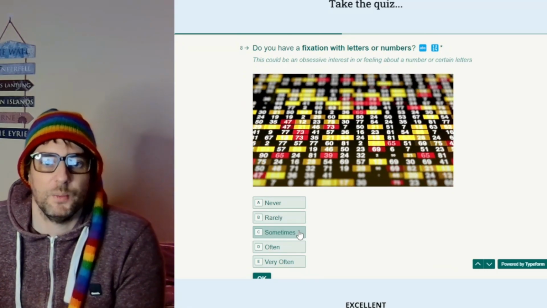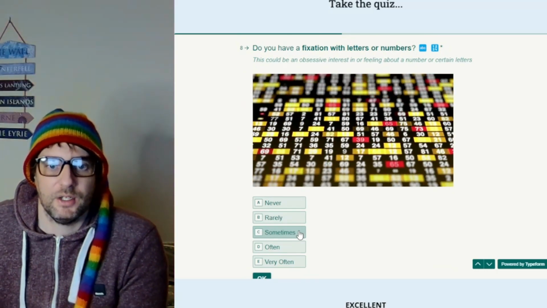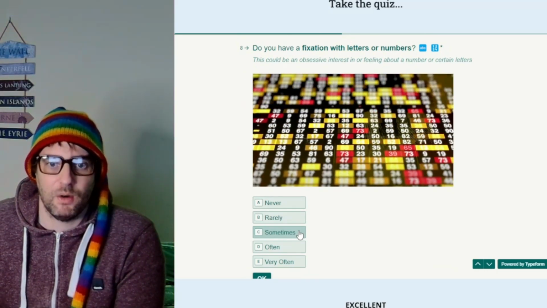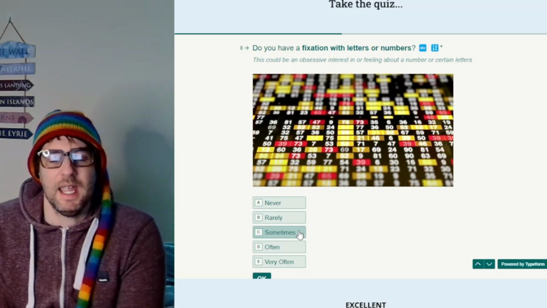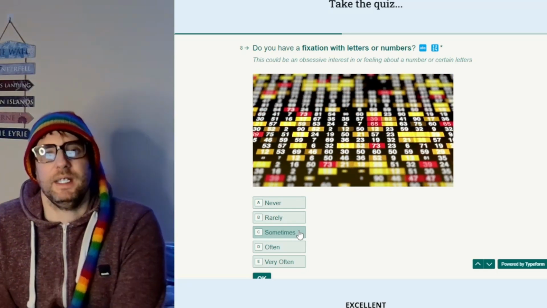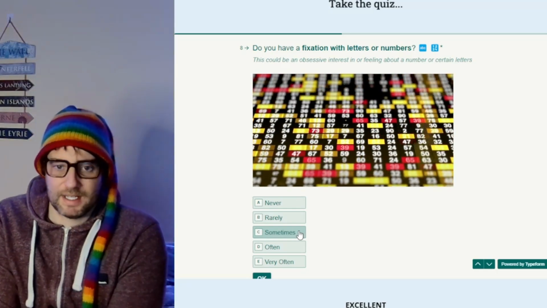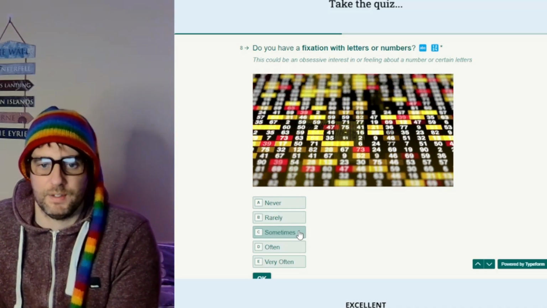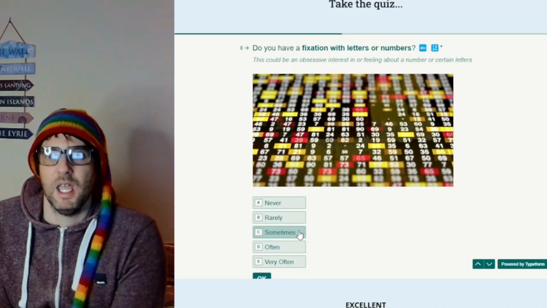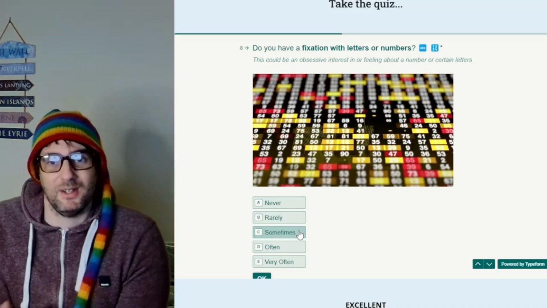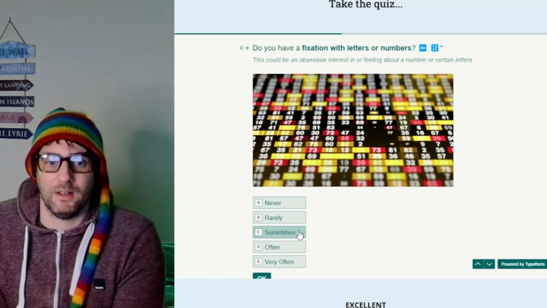Do you have fixation with letters or numbers? This could be an obsessive interest in or feeling about numbers or certain letters. Yeah, so I do. Numbers, definitely. I find numbers extremely fascinating, and I will spend a lot of time trying to decode numbers. But I do also, as I've researched this, realise that I have a lot of an obsession with language.